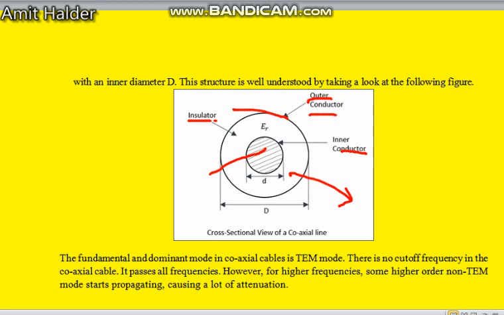TEM means transverse electromagnetic mode. We will certainly know about the modes in the next lecture after this. There is no cutoff frequency in the coaxial cable, but in waveguides you will get the cutoff frequency. It passes all frequencies. However, for higher frequencies, some higher order non-TEM mode starts propagating, causing a lot of attenuation. So it can go through any kind of frequency, but for some higher frequencies you need to incorporate waveguides.